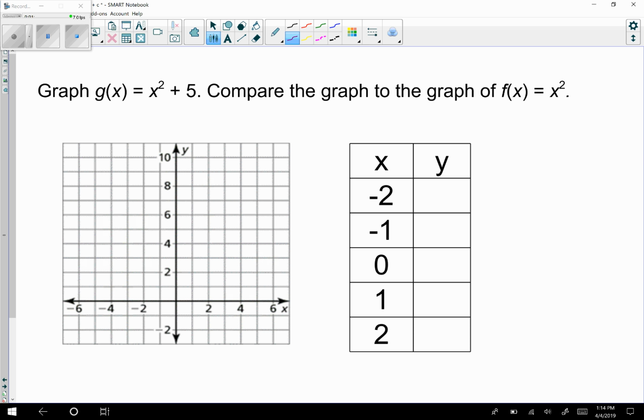Okay, so first example, graph g of x equals x squared plus 5. Okay, so what I want to show you guys first is I want to just graph the parent function. I want to graph this f of x equals x squared just so that we've got it there and it's easier to compare. Okay, so here's our parent function. I'm going to start at the origin.